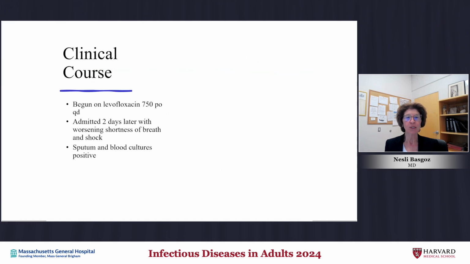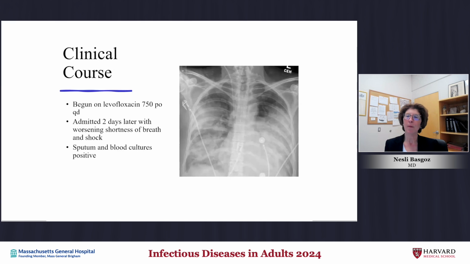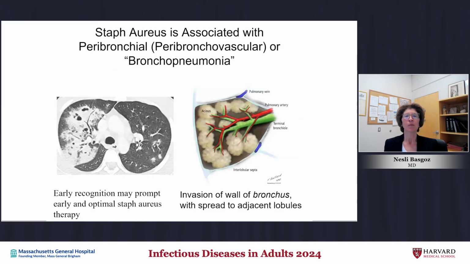So our patient was begun on levofloxacin as an outpatient. She's admitted 2 days later with worsening shortness of breath and shock, and her sputum and blood cultures are positive. And here you can see the marked worsening in her chest X-ray. Would you call this lobar pneumonia or bronchopneumonia? And while these are old-fashioned terms, they do have descriptive power, and I'm going to show you why.